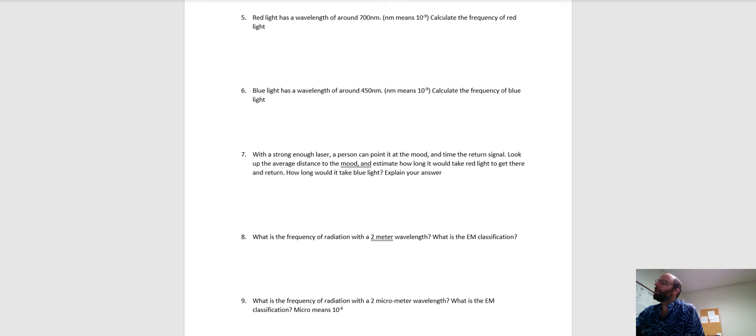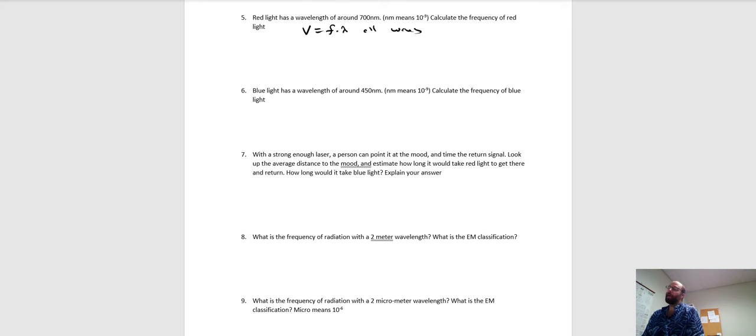Now, for all waves, this equation is true. Velocity is frequency times wavelength, right? That's true for all waves, whether it's sound waves, water waves, or in this case, electromagnetic waves.